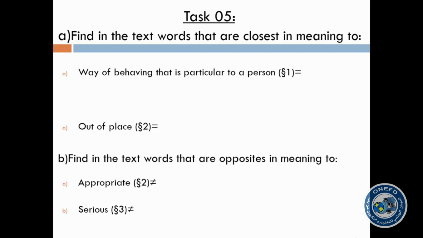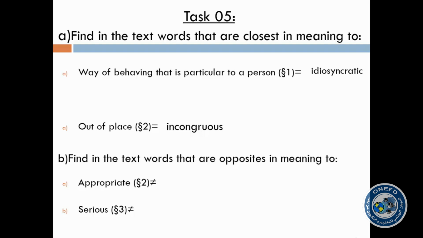So feel free to pause the video to answer your task. So let's take a look at the solution. Way of behaving that is particular to a person, it means that this person is idiosyncratic. We said that idiosyncratic means something that is special to an individual. Out of place means incongruous. Incongruous meaning not matching. It's out of place. It does not correspond to the normal requirements.